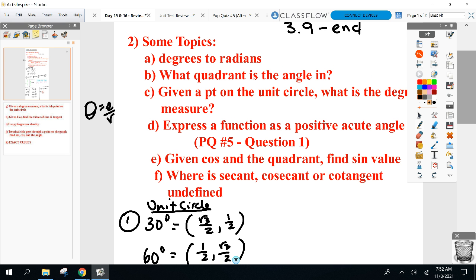I'll spend about half the class right now going over anything you see on here that you want an example of. And then the other half will be you guys just getting after it. Zach, what's up? Can you go over F? Where is secant, cosecant? Okay.